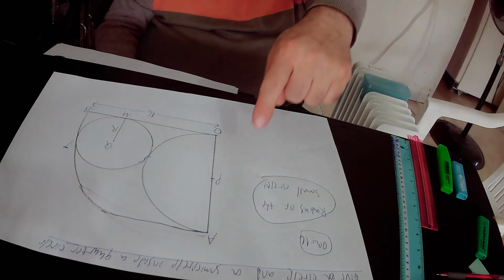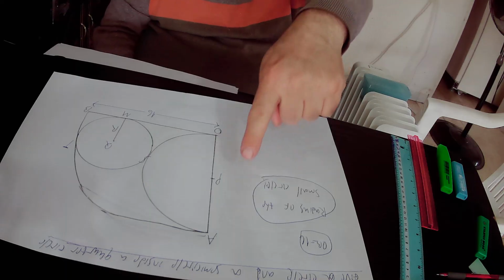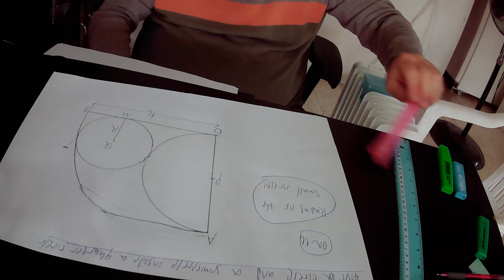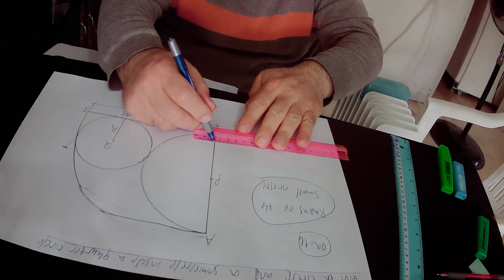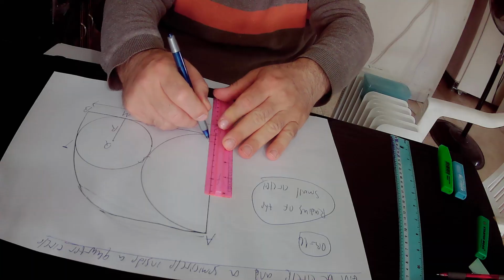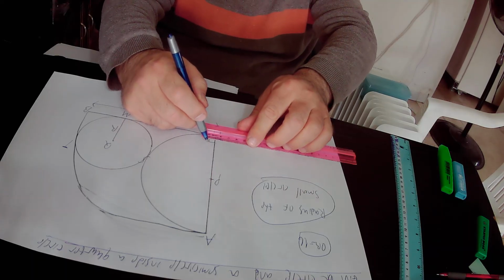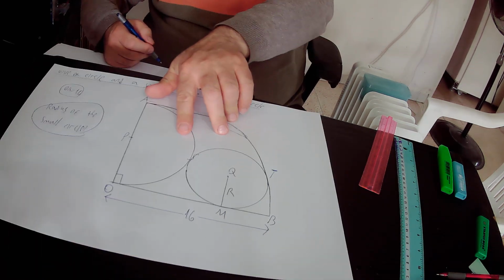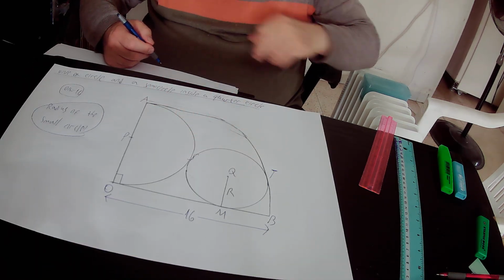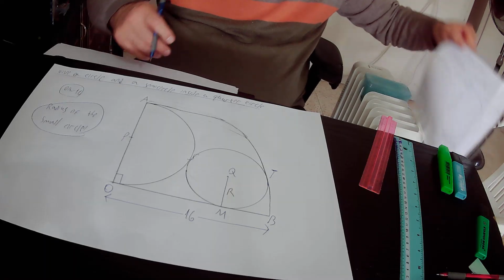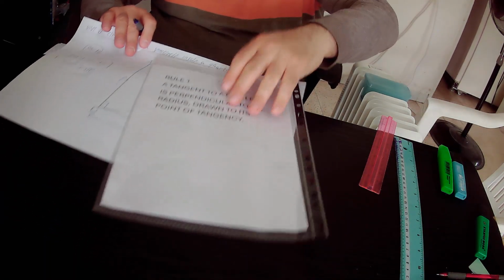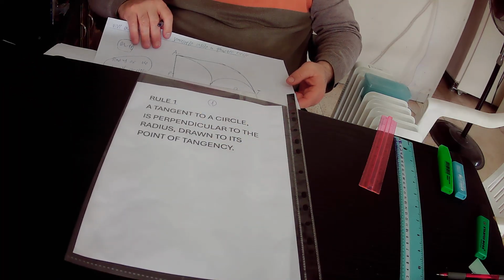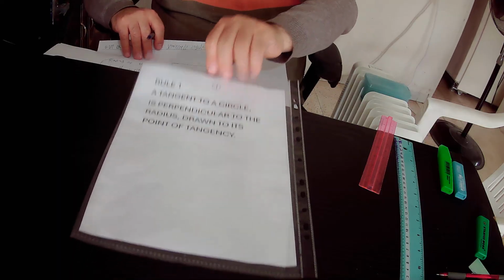And we know that AOB is a quarter circle, therefore this angle AOB must be equal to 90 degrees in its size, because AOB is a quarter circle. So here we can implement rule 1 in our drawing. According to rule 1, a tangent to a circle is perpendicular to the radius drawn to its point of tangency.